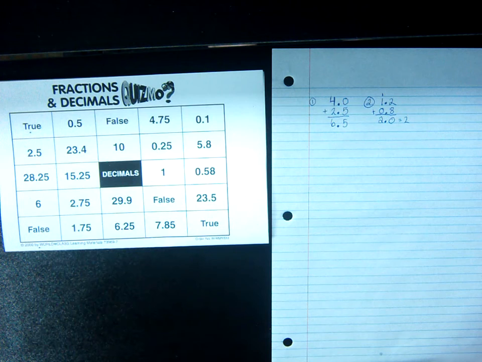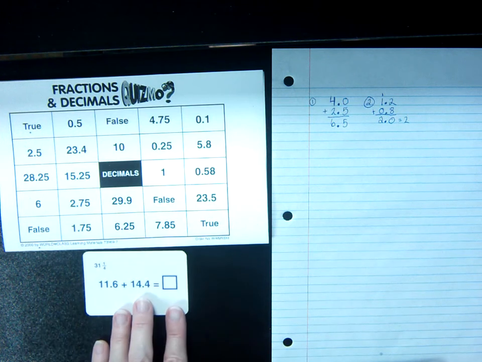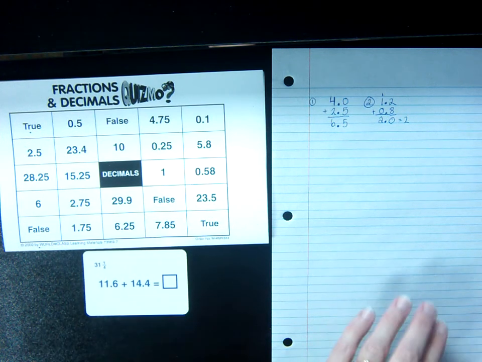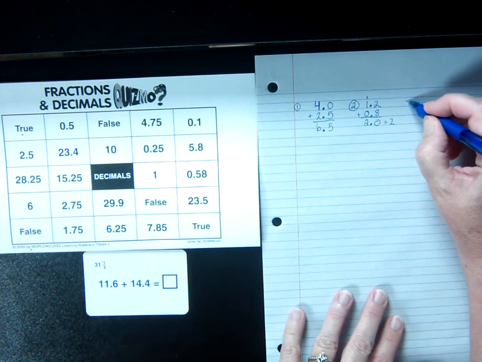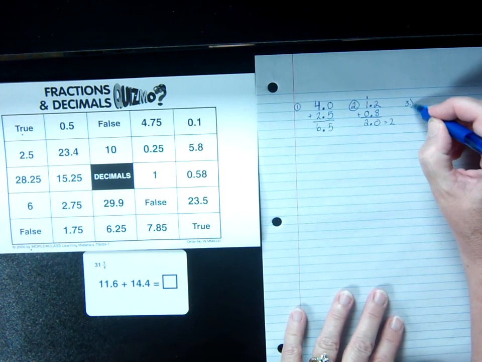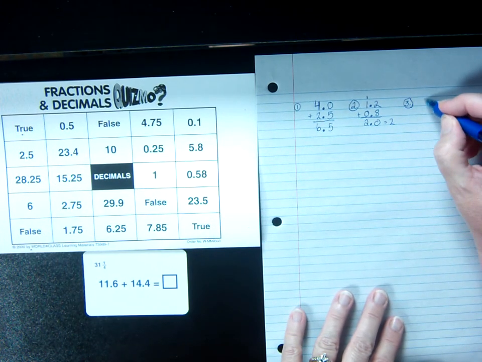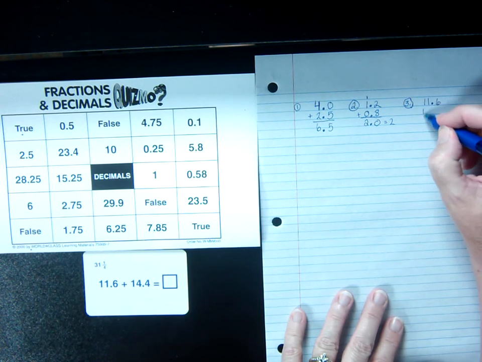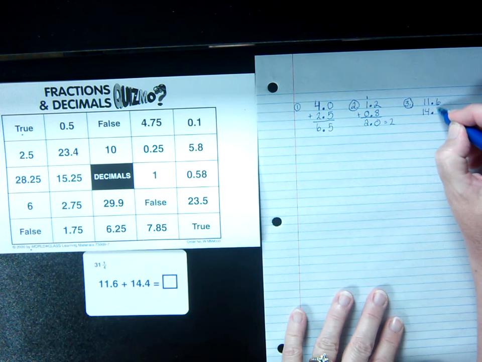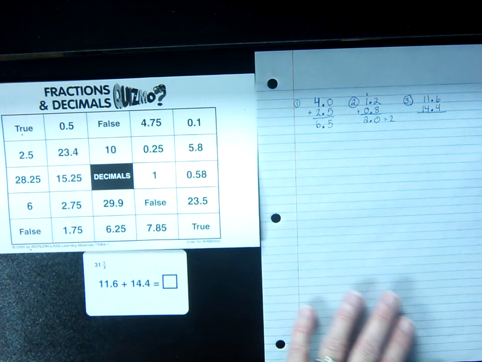Let's take a look at a little bit bigger problem. Here I have 11.6 or 11 and 6/10 and 14 and 4/10. 11 and 6/10 and 14 and 4/10.